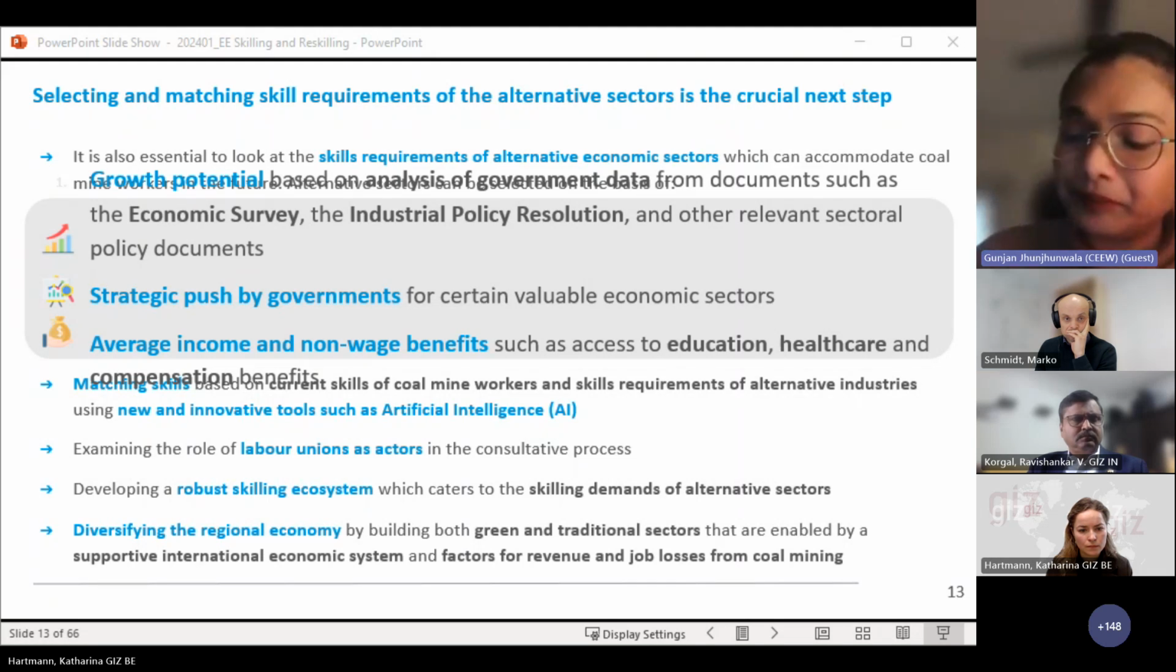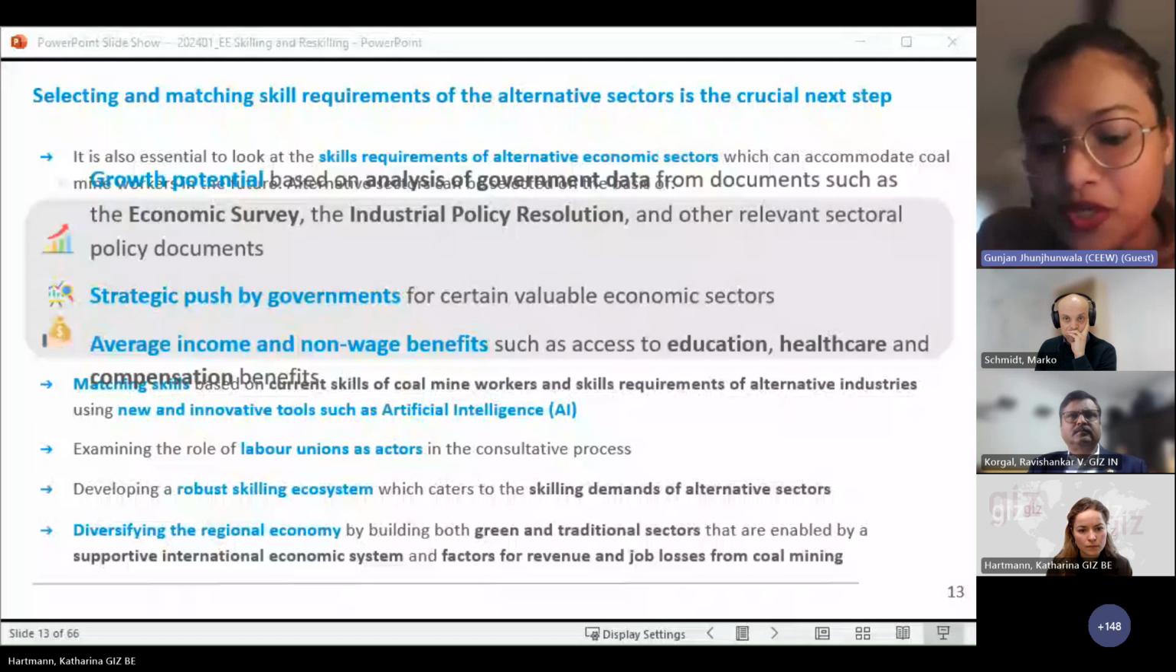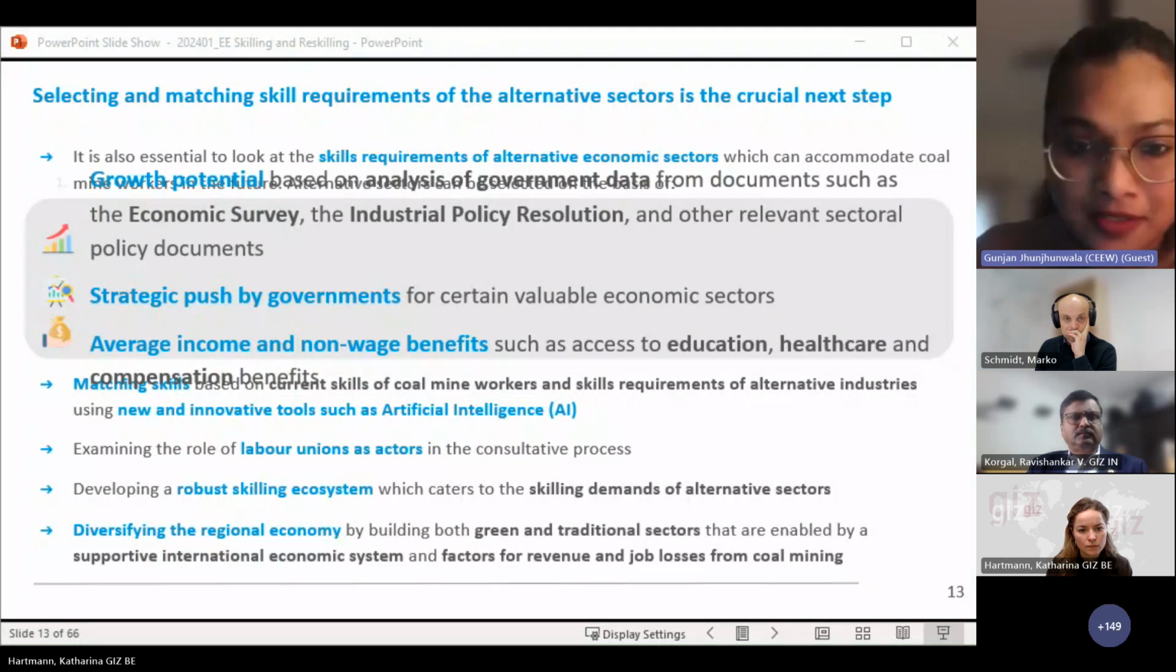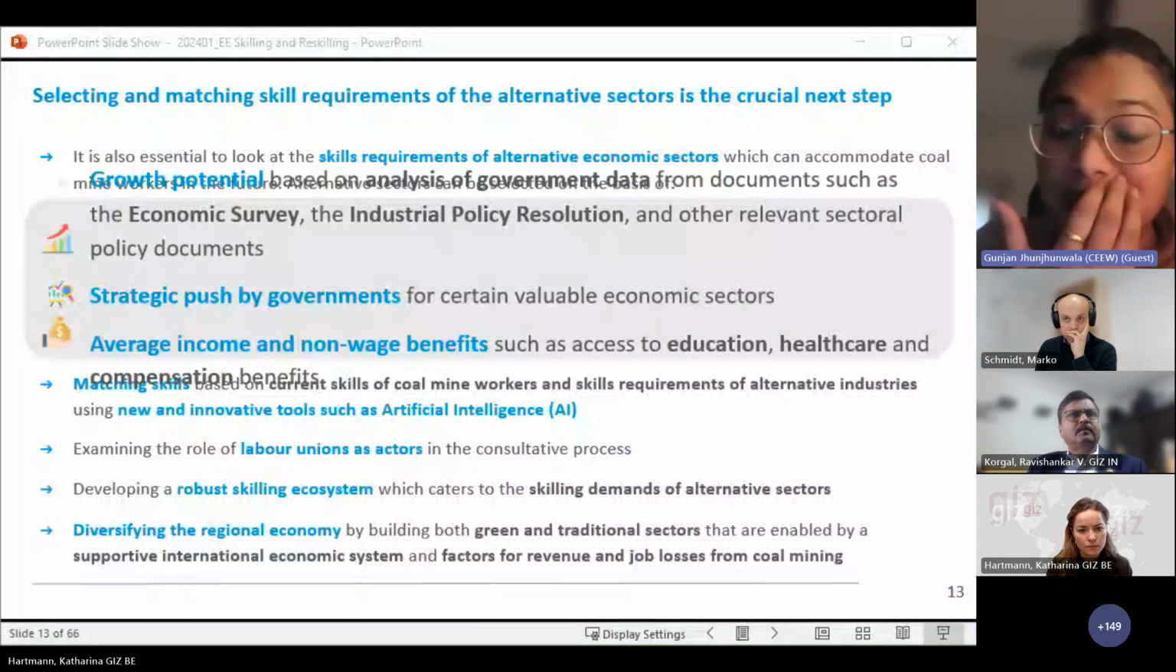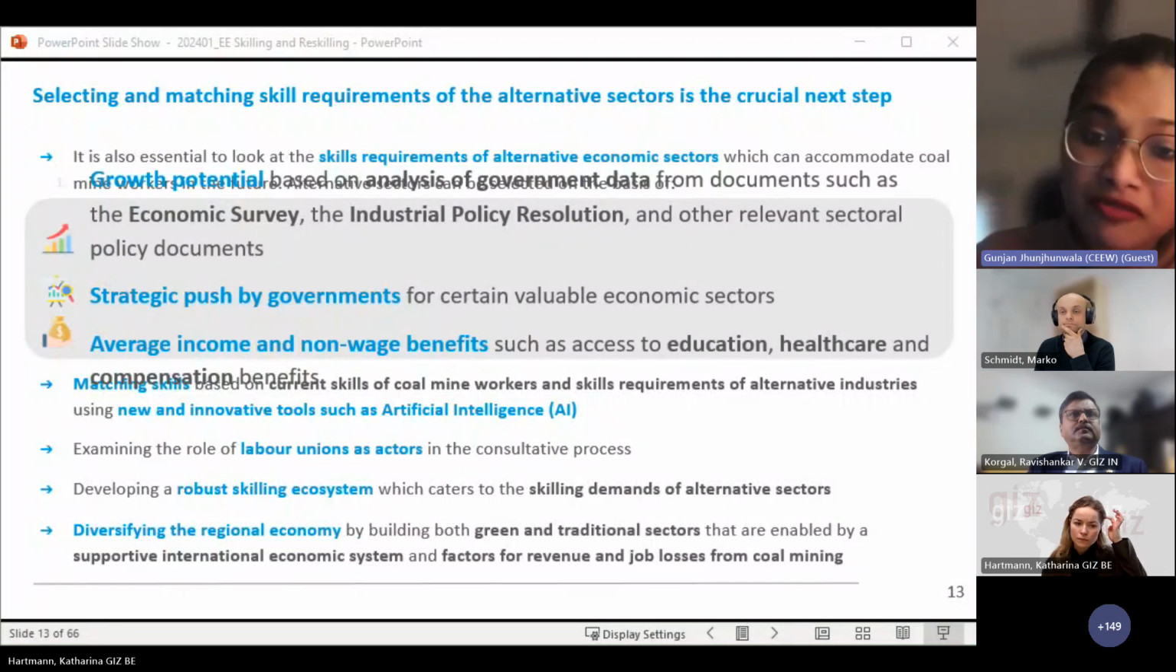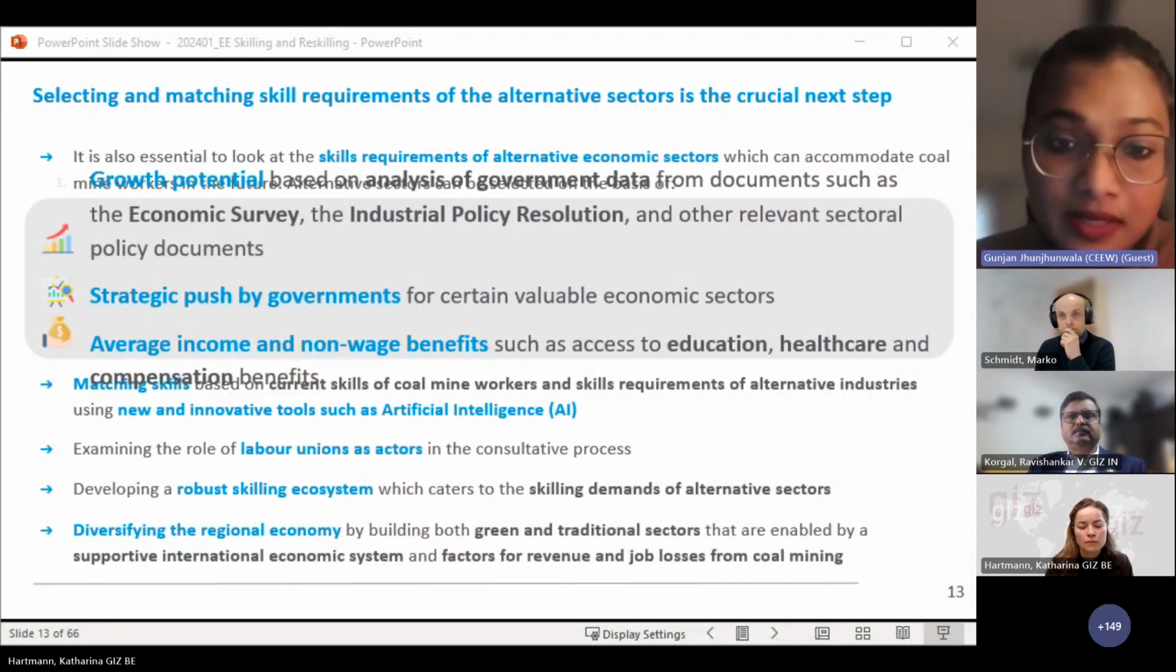So we looked at some of the economic surveys to see what are the growing sectors. Maybe they're just showing year-on-year growth in the survey books, or it could be that there's a strategic push through government policy announcements for these sectors.